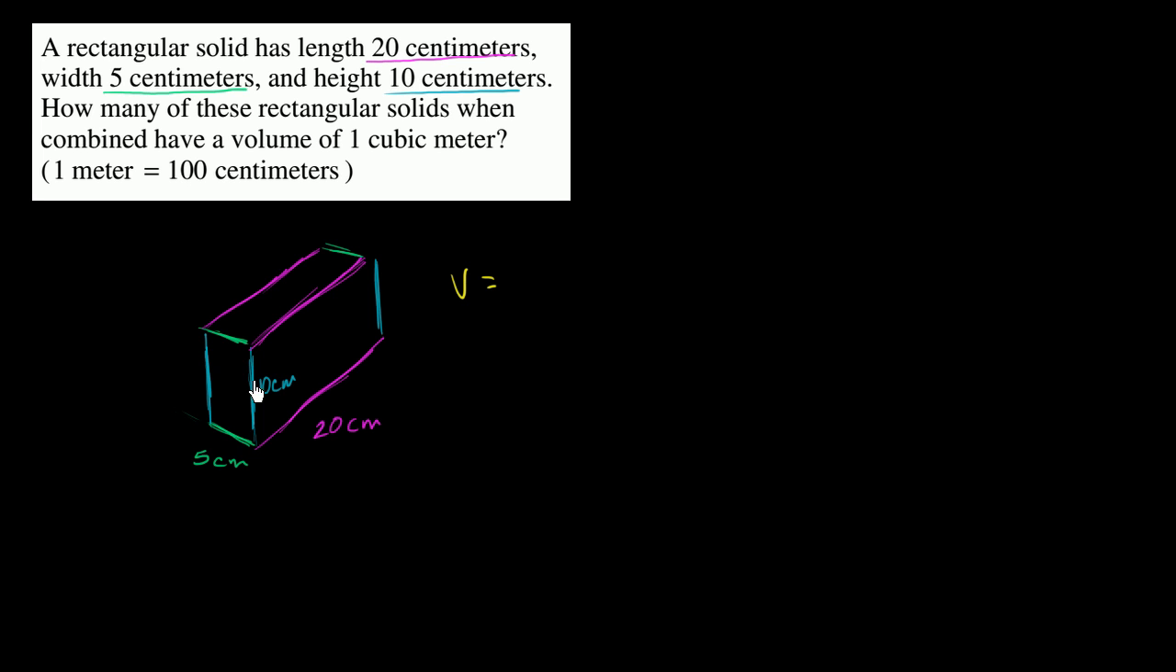So the volume here is going to be equal to 10 centimeters times 5 centimeters times 20 centimeters. And what is that going to get us? 10 times 5 is 50, times 20 is 1,000. And our units now are cubic centimeters, centimeters times centimeters times centimeters. So you could take 1,000 of these little cubic centimeters and fit them into this larger rectangular solid.